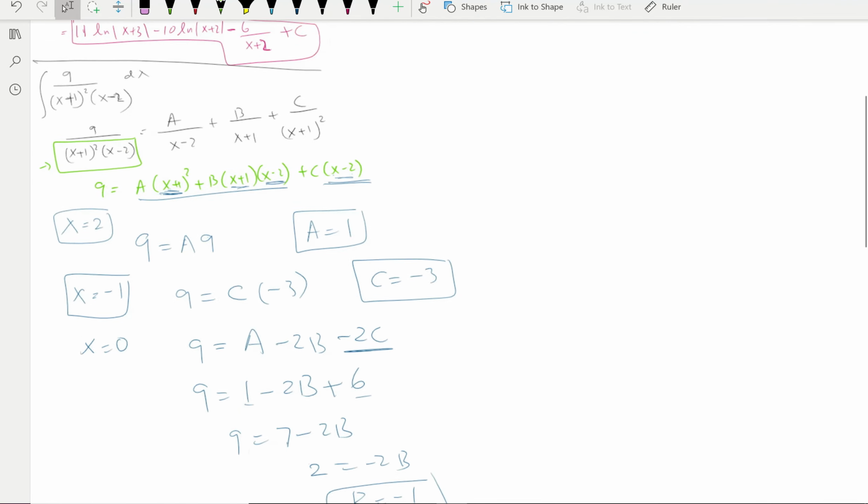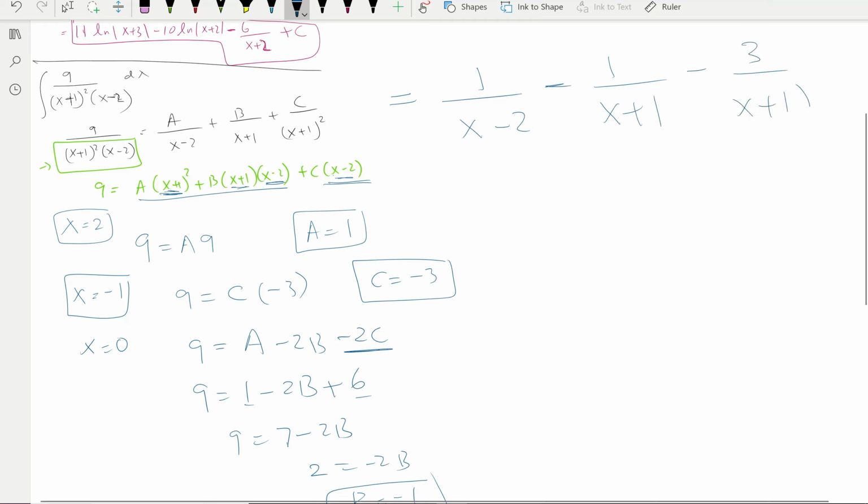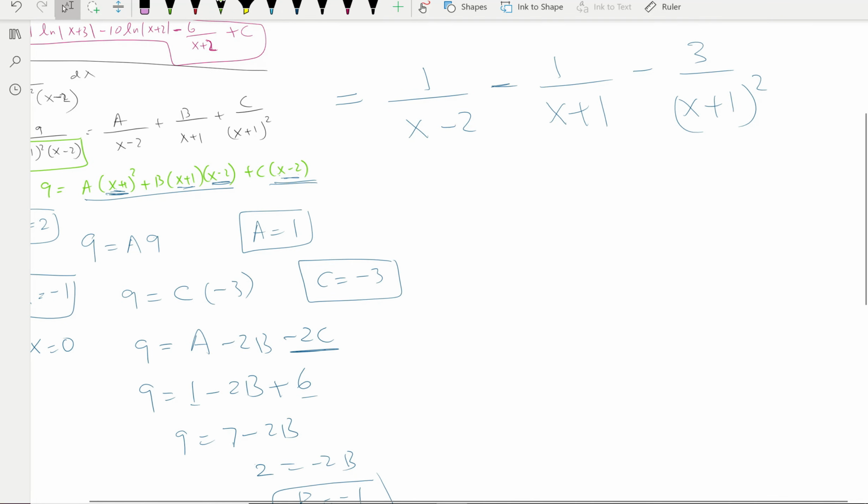So let's write the full decomposition. A is 1, so 1 over x minus 2. B is negative 1, so negative 1 over x plus 1. C is negative 3 over (x plus 1) squared. Alright, so we want to do the integration.